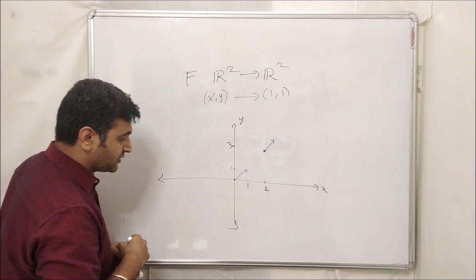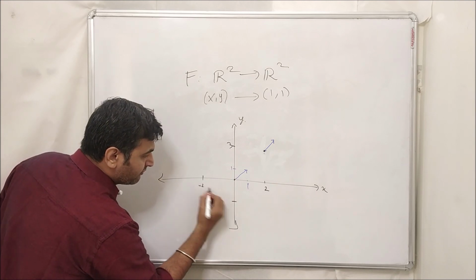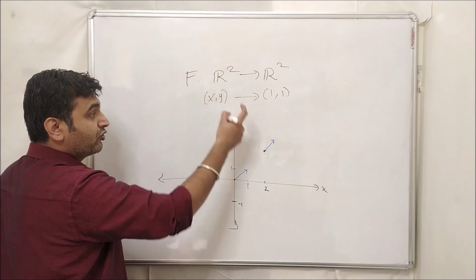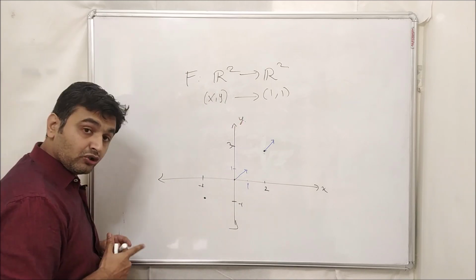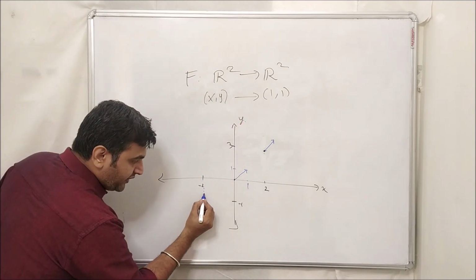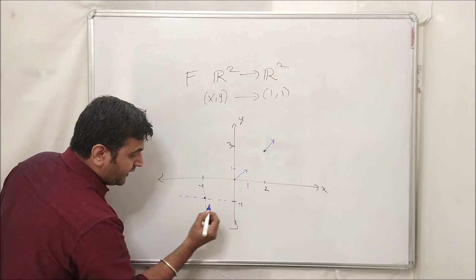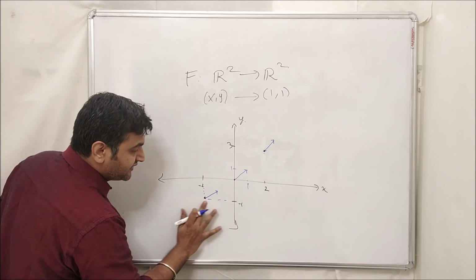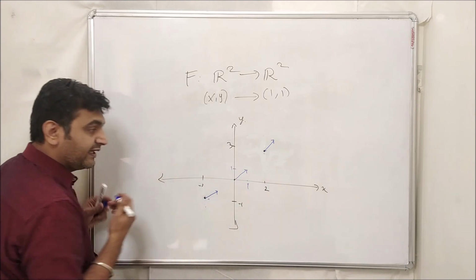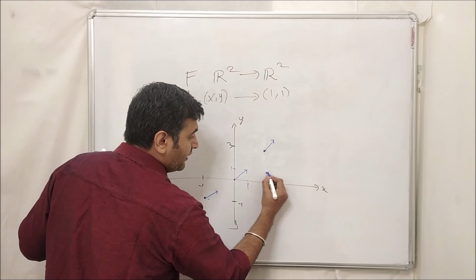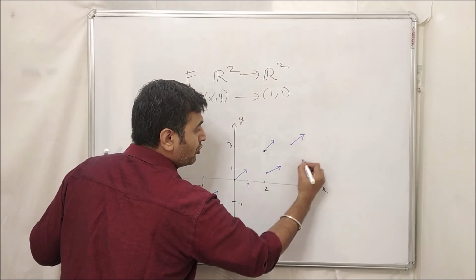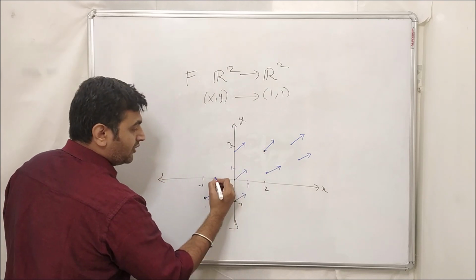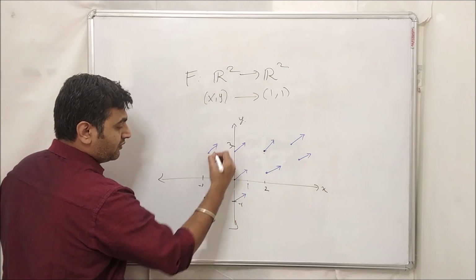Suppose you take another point, minus 2 comma minus 1. What is the output of minus 2 comma minus 1? It is also 1 comma 1. So how will you plot? You treat this as origin, and in this direction you have 1 comma 1. Since this is a constant function, you take any point, it will be in the direction of 1 comma 1 because the function is the constant function 1. So that's how you plot the vector fields.